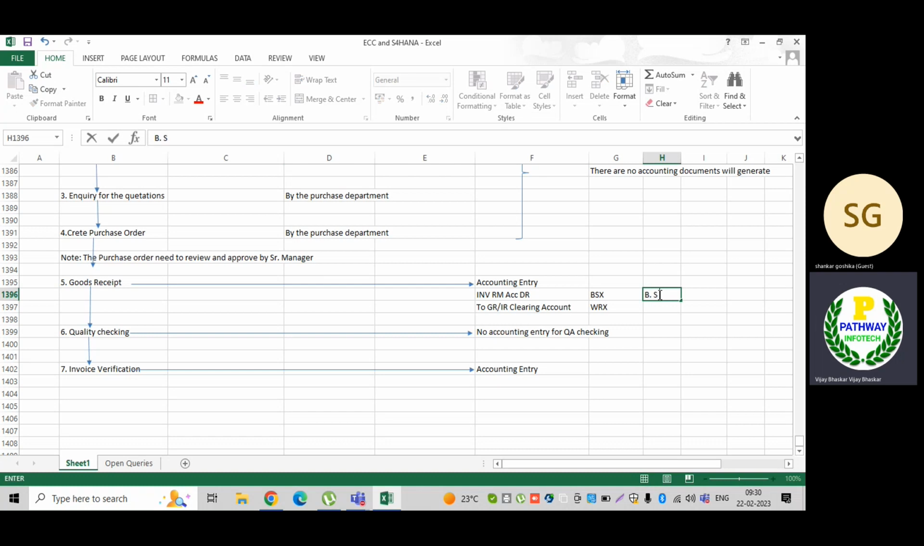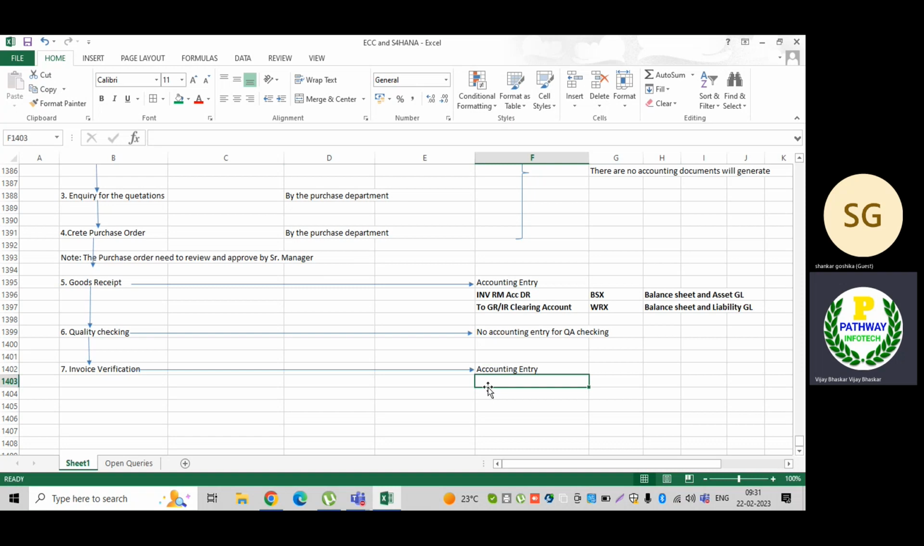I'll mention it like this: balance sheet and asset account, asset GL. This is also a balance sheet account, but it is not an asset, it is a liability account. This is the liability GL account. Remember, you should know what a GL account is. Then this is the accounting entry: inventory raw material account debit to GRIR clearing account. Then here, what will happen?